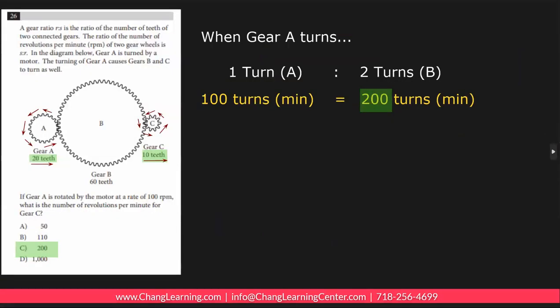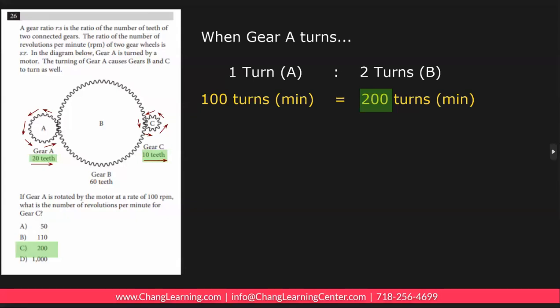Question 26. A gear ratio R to S is the ratio of the number of teeth of 2 connected gears. The ratio of the number of revolutions per minute of 2 gear wheels is S to R. So in the diagram below, gear A is turned by a motor. The turning of gear A will then turn gears B and C as well.